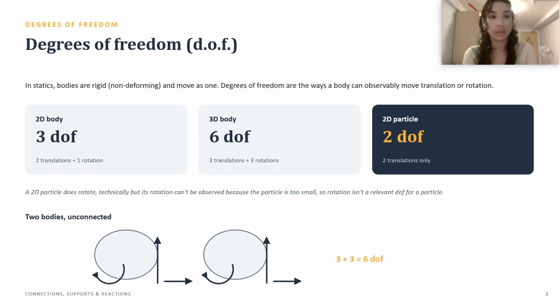Now here we got 2 bodies. They are unconnected. Each one is a 2D body. And we can add up the degrees of freedom for each one. So it's 3 plus 3 equals 6 degrees of freedom.